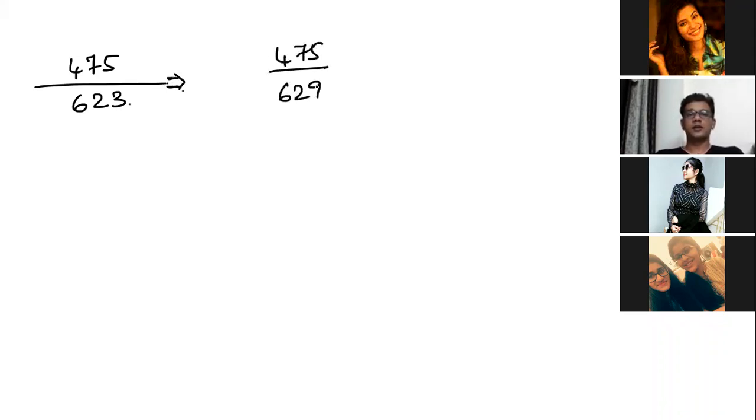So let's say that I want to find 475 out of 623. So this is what I want to find now, okay? Now here also approximate and exact will match a bit. So how do we usually solve such questions? I want to find out what is 475 divided by 623 as a percentage.